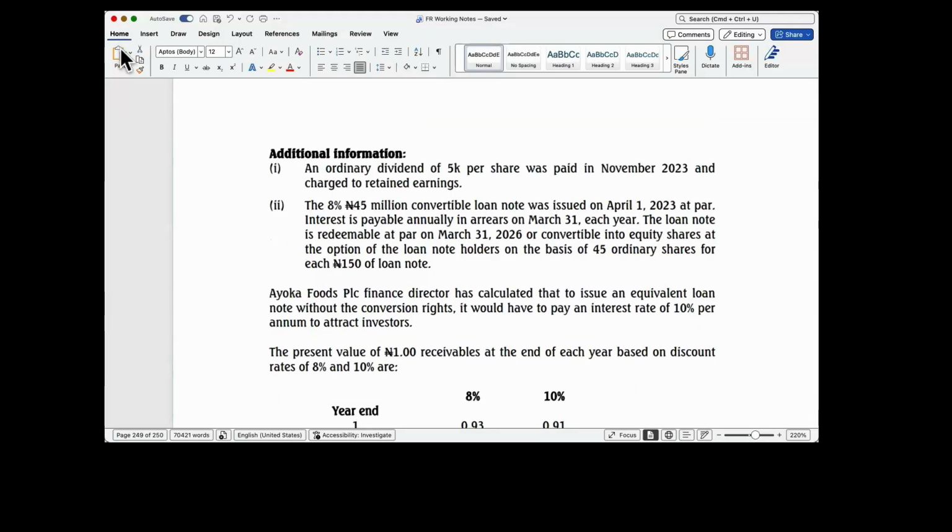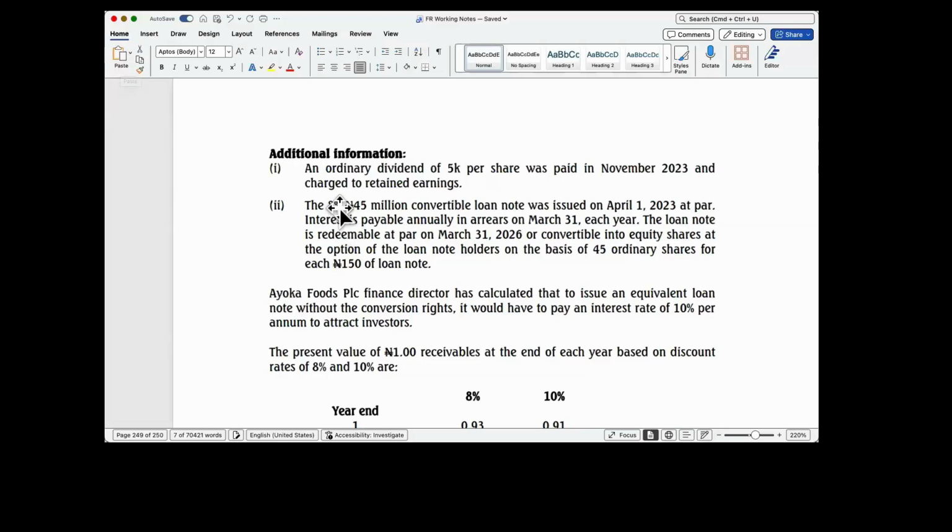This talks about 8% 45 million convertible loan notes issued on 1st April 2023 at par. I always want to have it at the back of my mind when a financial instrument is issued, because the date it is issued will affect the interest that will be paid. If it is issued at the beginning of the year, fine. That means the interest is for a full year.